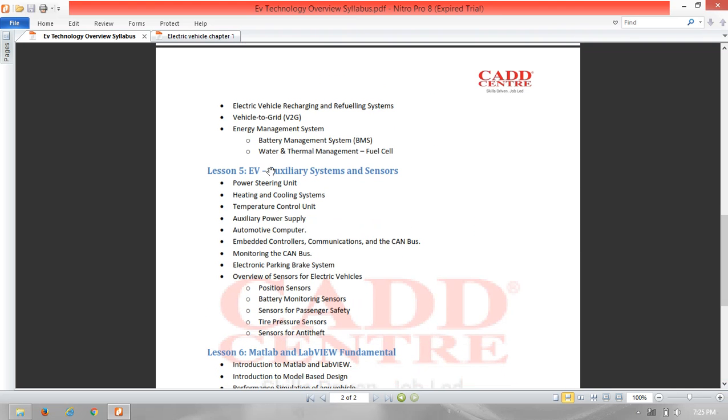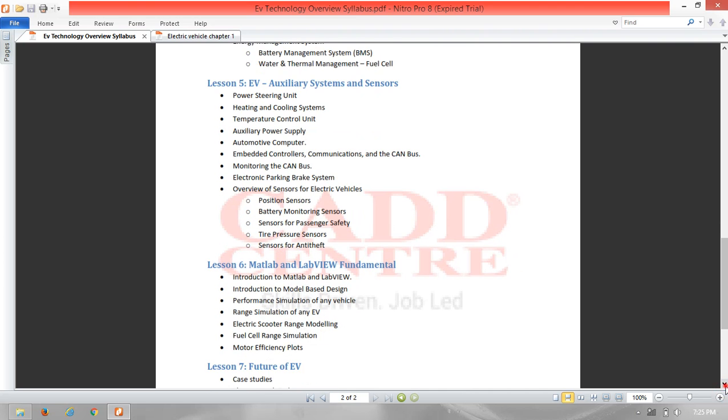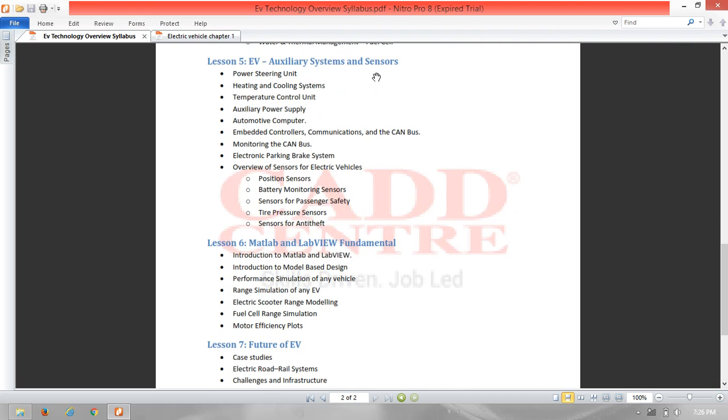And we'll see different kinds of energy management systems, that is battery management system, and we'll see water and thermal management, that is the fuel cell, and different kinds of management systems that can be done in the EV. And next, the fifth one is auxiliary systems and sensors.